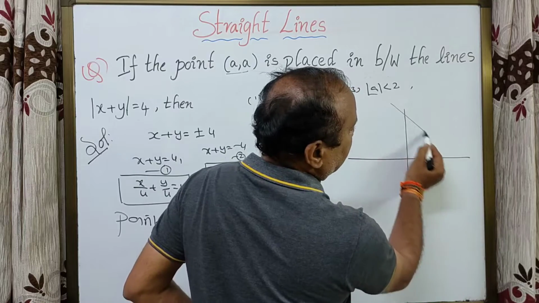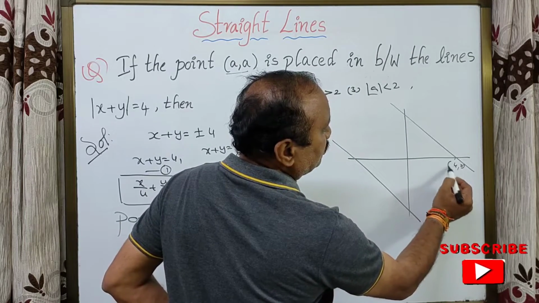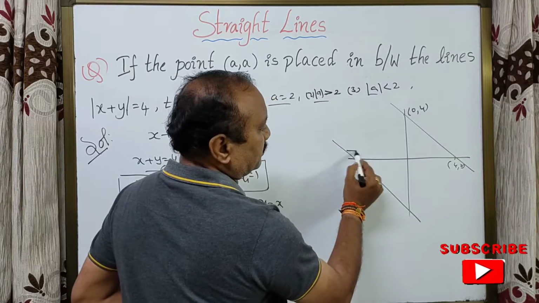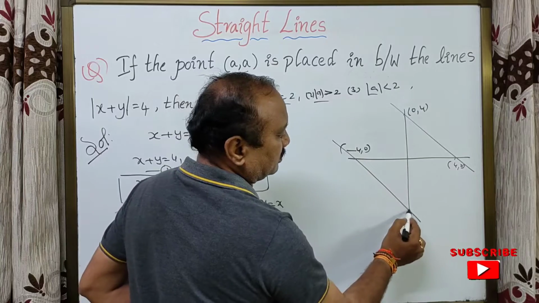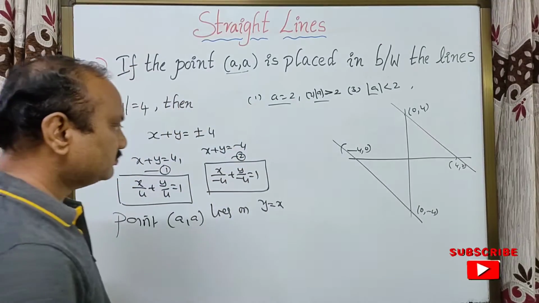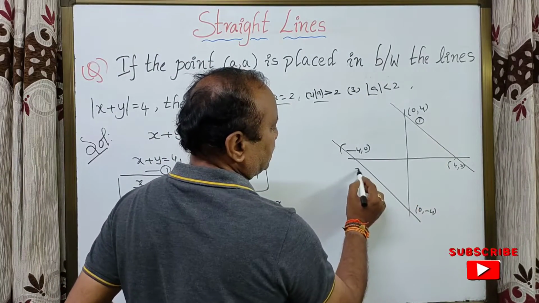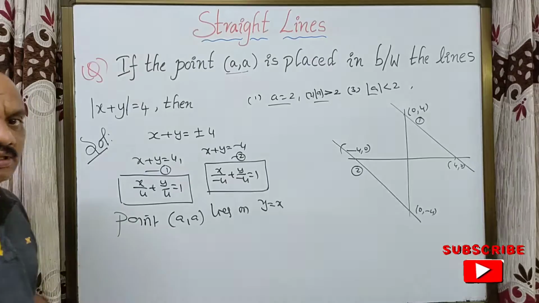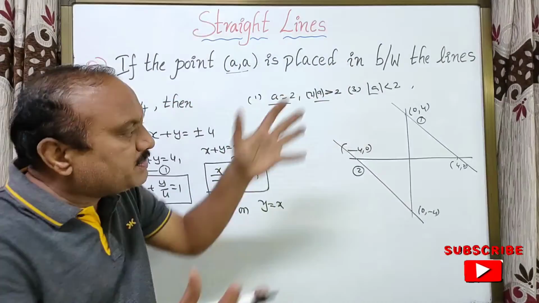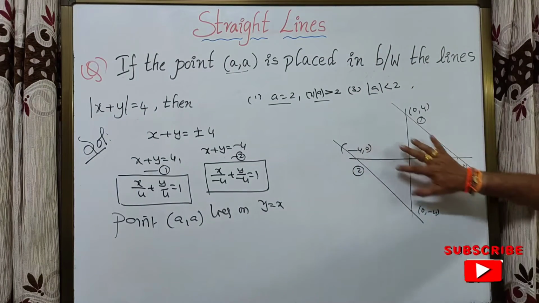The rough diagram is like this. This point is (4, 0) because x-intercept is 4, y-intercept is 4. This point is (-4, 0). This point is (0, -4). It is curve 1, that means line 1. It is line 2. Our question is, if the point (a, a) is placed between the lines. Between the lines means this is the portion between the lines.